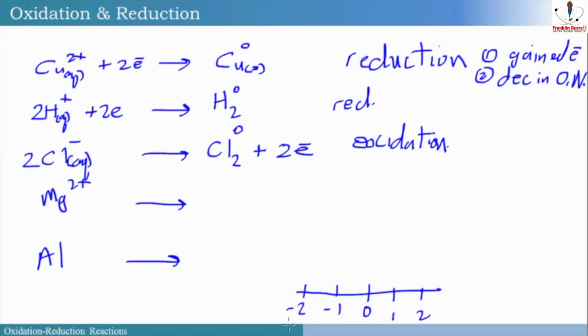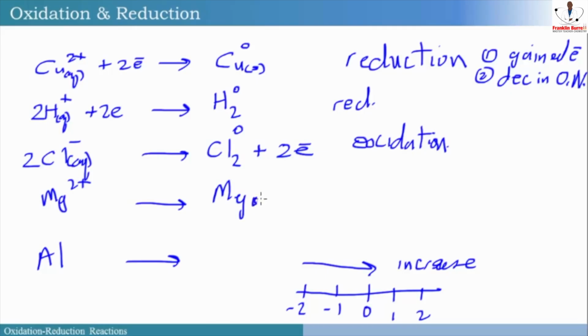So if you're going from -2 to -1, you are increasing in oxidation number. If you're going from 0 to -1, you are decreasing in oxidation number. So in terms of oxidation, 1, we lost electrons here, oxidation. And 2, we increased in oxidation number from -1 to 0. So this is going to increase in this way. That's oxidation.